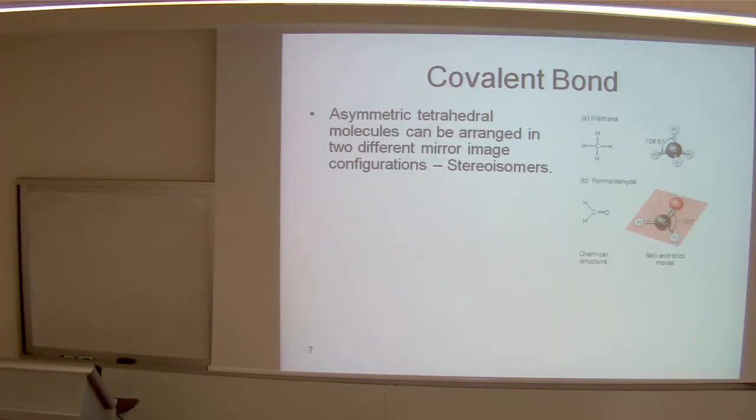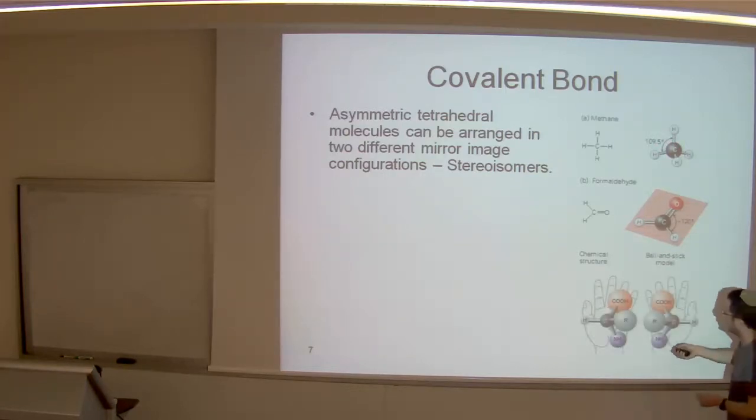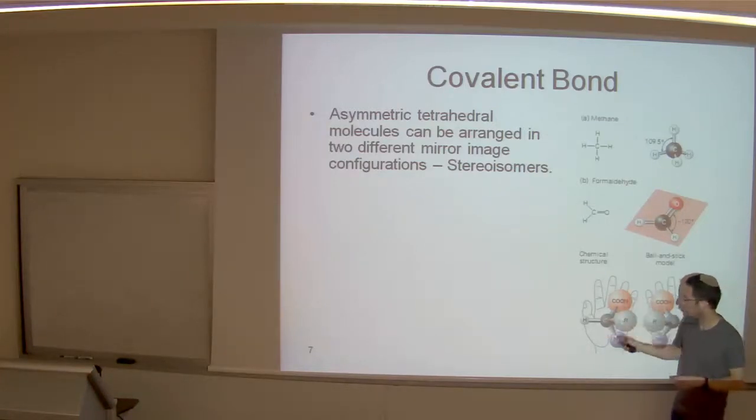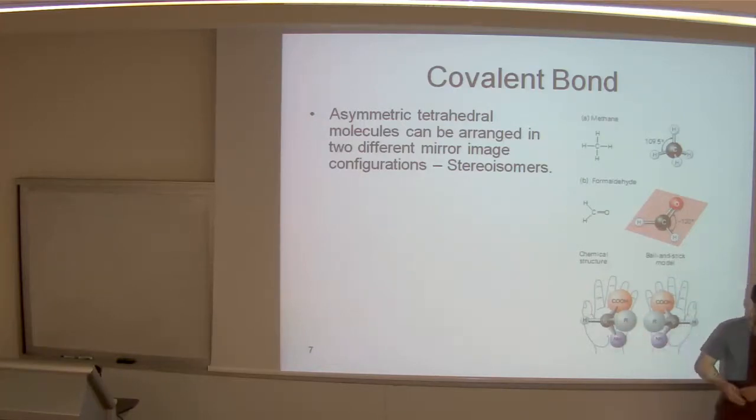Now, here the 4 surrounding spheres are identical. They are all hydrogens. But if we take a different substance in which we have 4 different spheres, all different from one another, linked to a central sphere, we can have 2 different configurations in space, both of them tetrahedral, but still they will not be able to overlap in space.